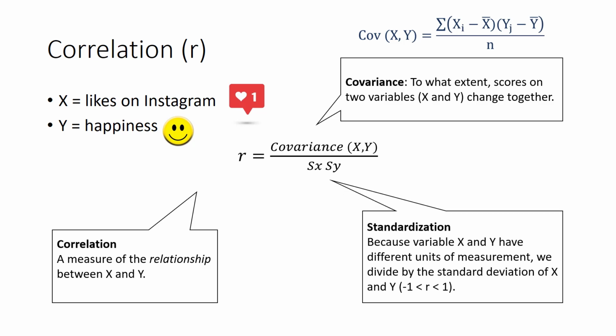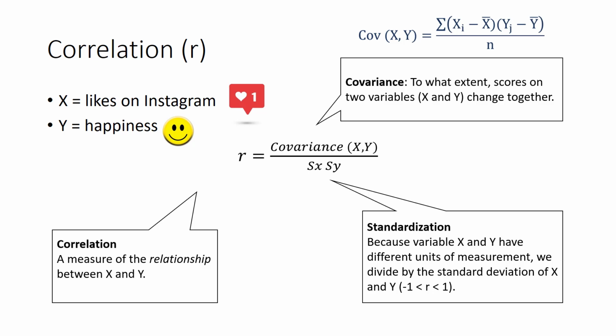The standardization of the covariance standardizes the units of measurement from two variables, and it makes the value always range from -1 to 1. You can do this by dividing the covariance by standard deviation of x and y variables. This standardized version of the covariance is the correlation, which can tell you not only the direction, but also the strength of the relationship between two variables.